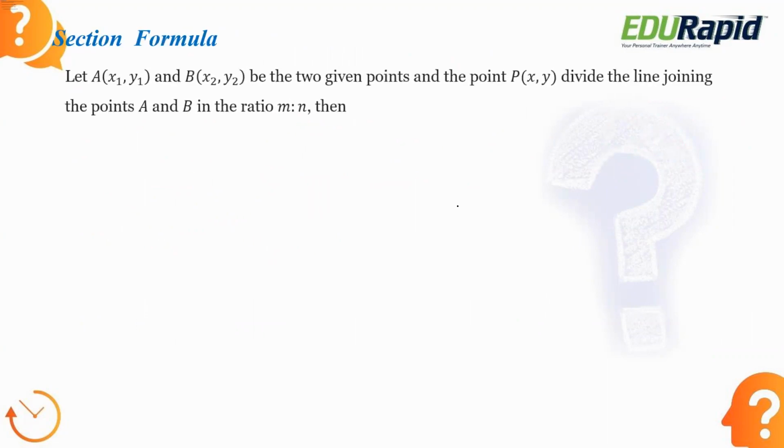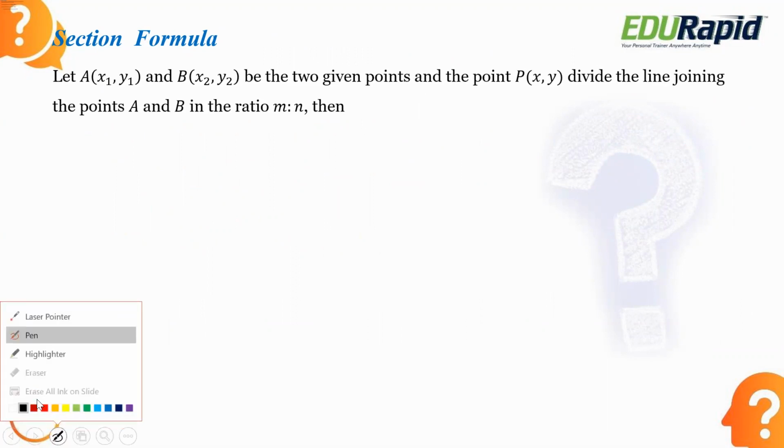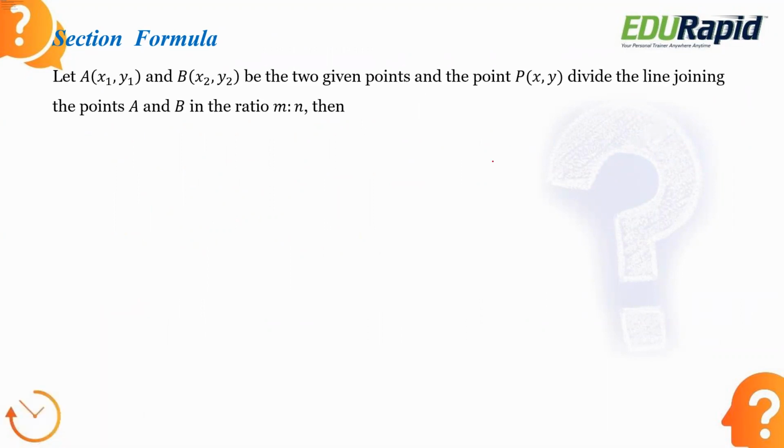Let's see further. You have the section formula. Let you have A and B given there, 2 points, and the point P of X comma Y divides the line. Actually, there's a derivation for this, you would already know, but I'll not be discussing the derivation. We'll be just going through the formula. Okay. So if you have this A, B, and a point P of X comma Y, and they're divided internally in the ratio M is to N.